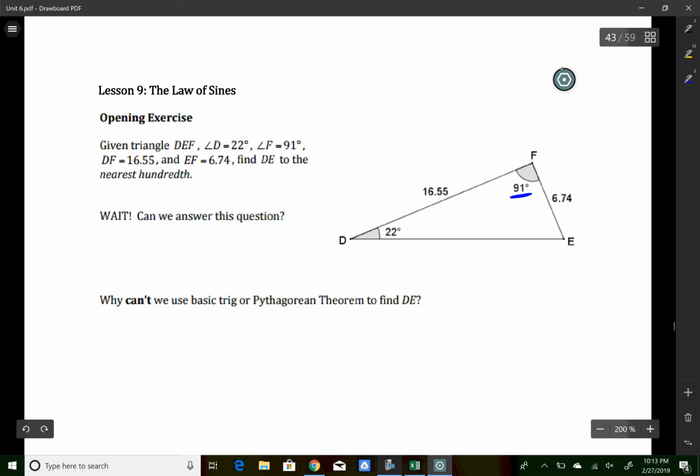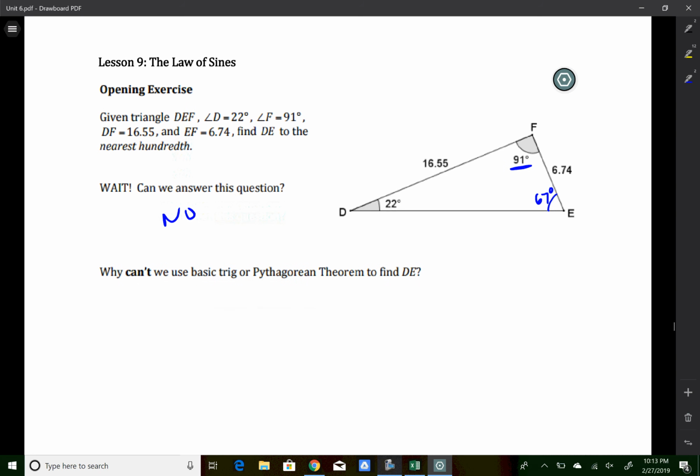If we were to even find angle E, if I was to do 180 minus 91 minus 22, I see that angle E is 67 degrees. Because there's no 90-degree angle, there's no hypotenuse. So can we answer this question? The answer is no. And the reason why we can't use basic trig or the Pythagorean theorem is there's no right angle.